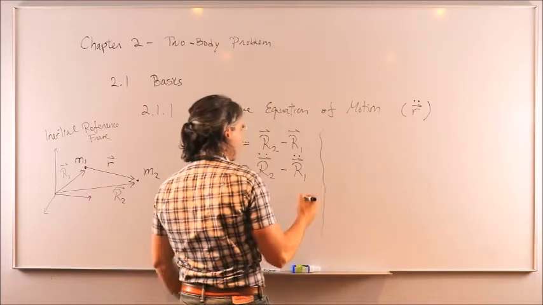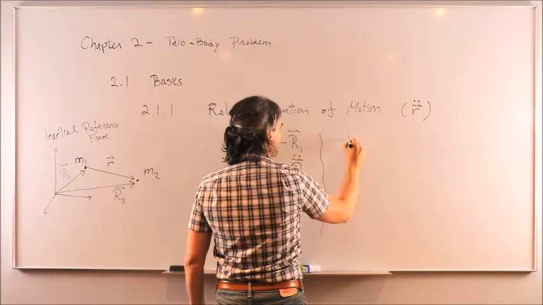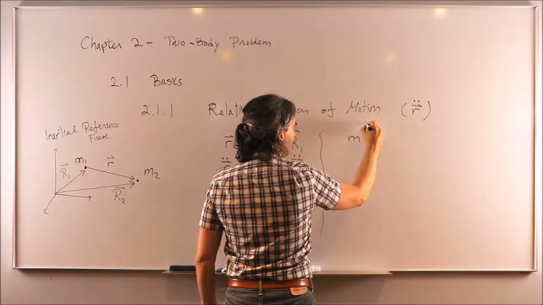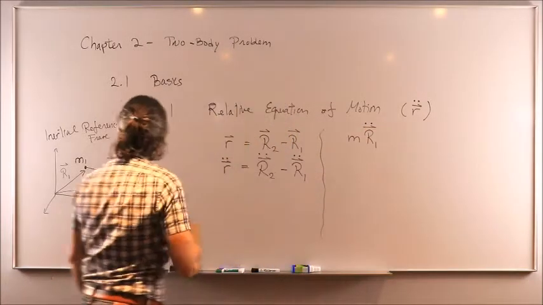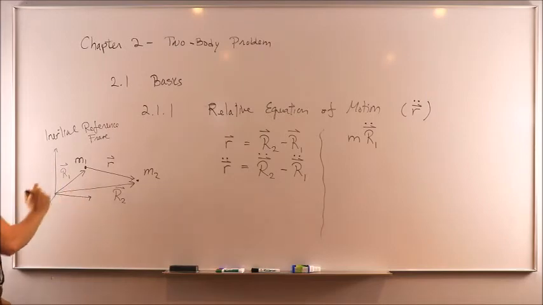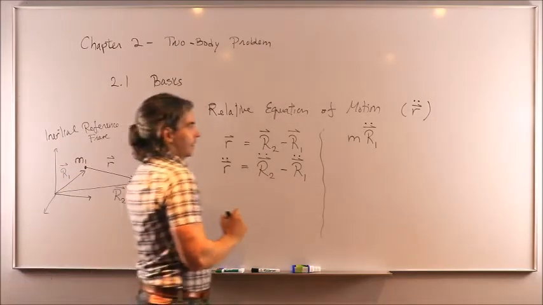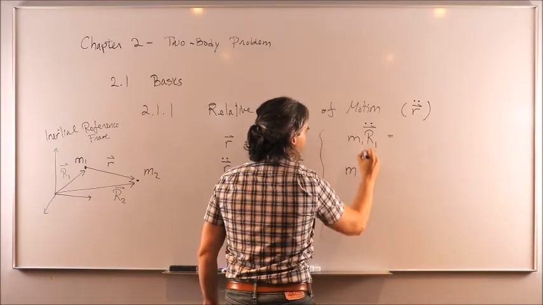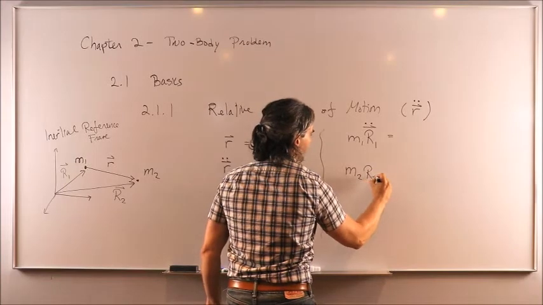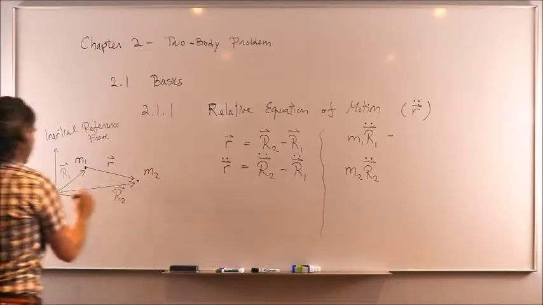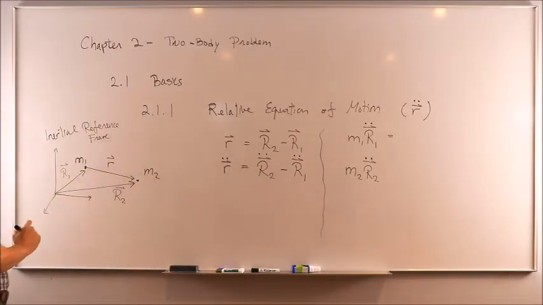So what we're going to do now is to look at the inertial acceleration of M1 with respect to the origin of that inertial reference frame that we drew previously on the board. Okay? And then we'll do the same thing for M2 in terms of its inertial acceleration again, but this time with respect to the origin of this reference frame.